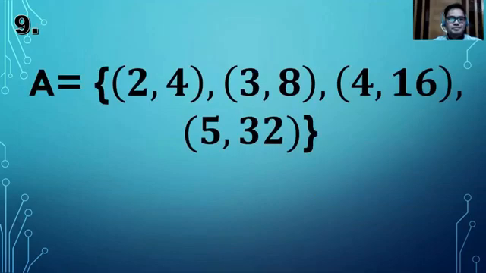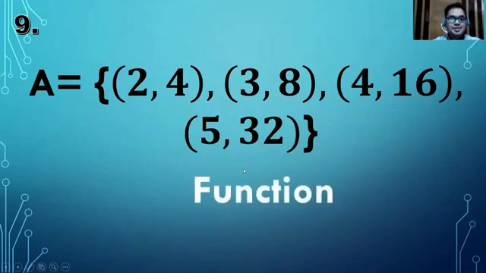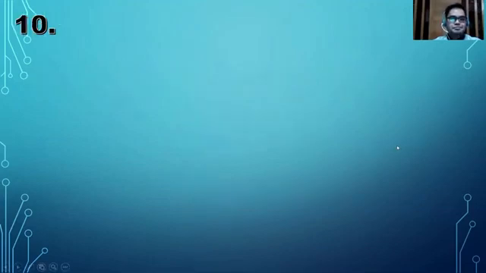Number 9. Okay, the ordered pairs are 2 and 4, 3 and 8, 4 and 16, 5 and 32. Is this a function? Okay, this is a function because the abscissas are 2, 3, 4, and 5. No ordered pairs have the same abscissa. Is that clear? Okay. Number 10.